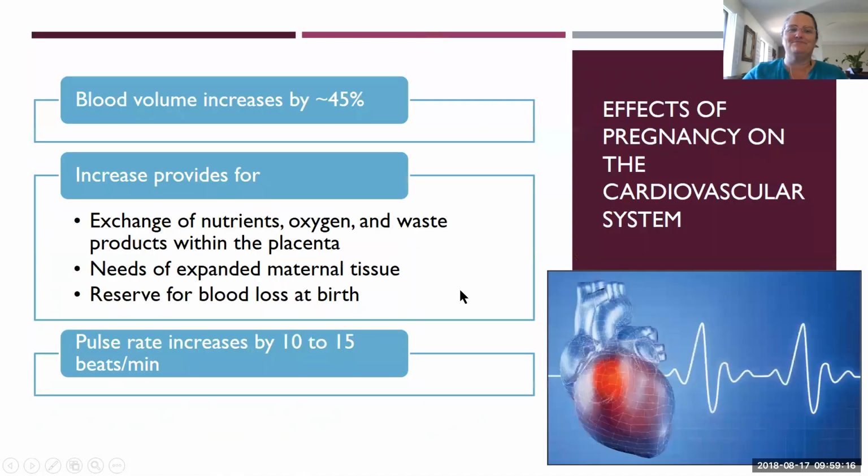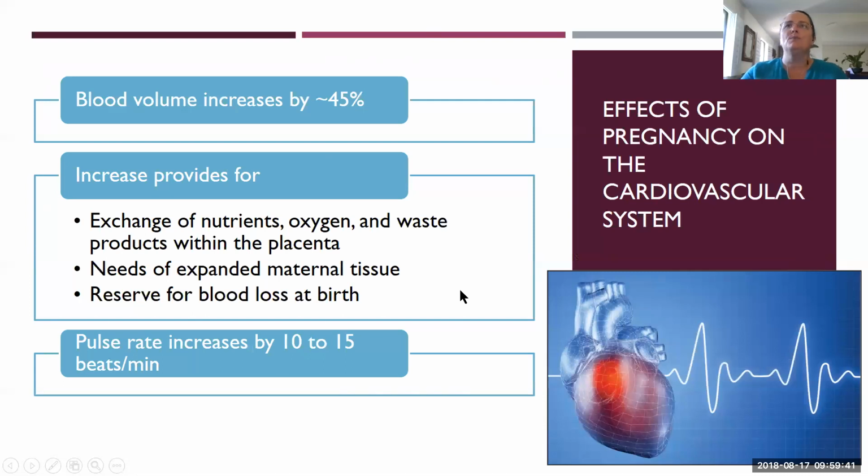Our blood volume increases by 45%. And I know that we've spent a lot of time talking about this, but the reason why it increases by 45% is because now it has to circulate to two people rather than just one, and it's in anticipation of blood loss at birth. So you might see a pulse rate increase by about 10 to 15 beats a minute, and that's normal.